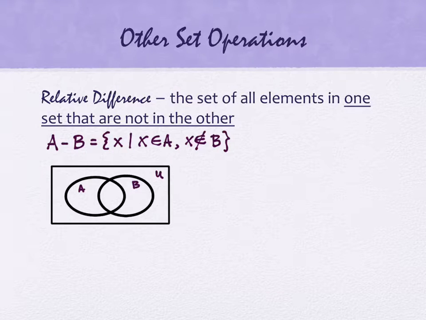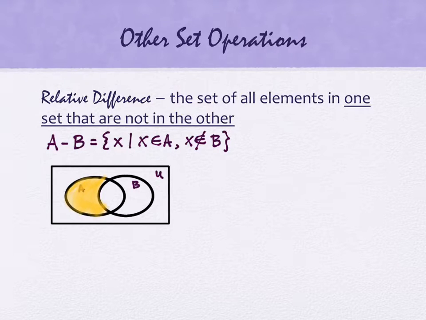Okay, so remember, you have to have the item inside of A, but it can't be inside of B. So our picture is this moon shape here on the left. We get the outer part of the circle A, but not the part that overlaps with B. Okay?